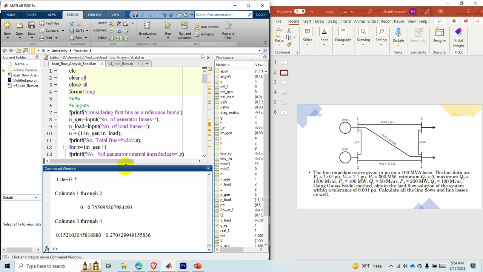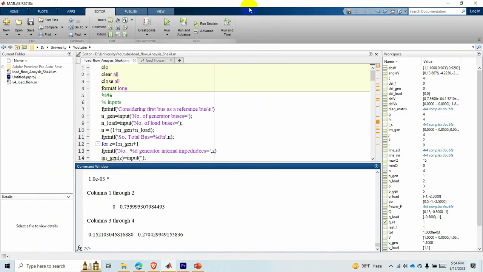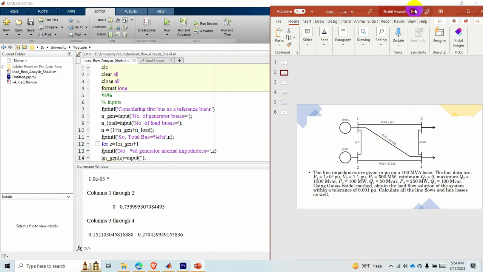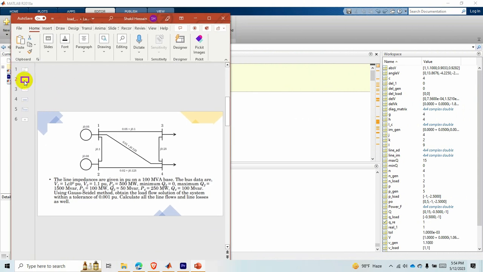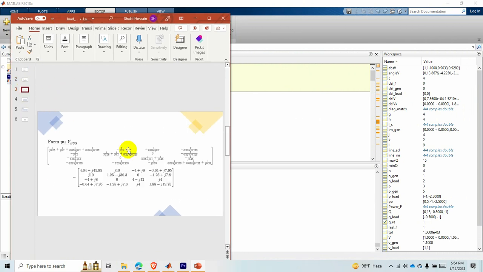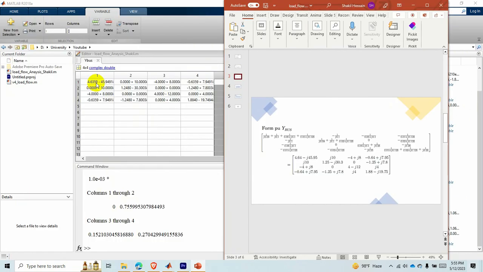Here are the calculations, so we can verify whether our code actually works or not. This is the output. Here you can compare the values, which are exactly the same as the answer. So Ybus is proved.